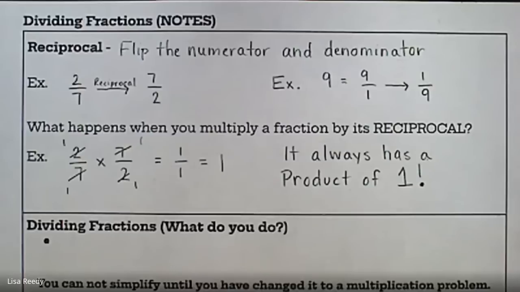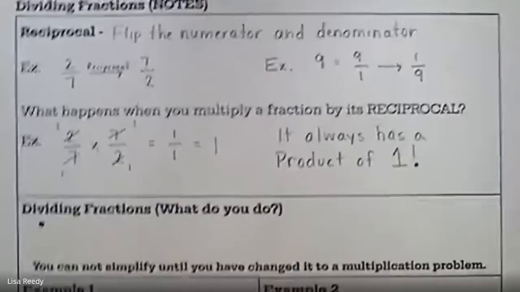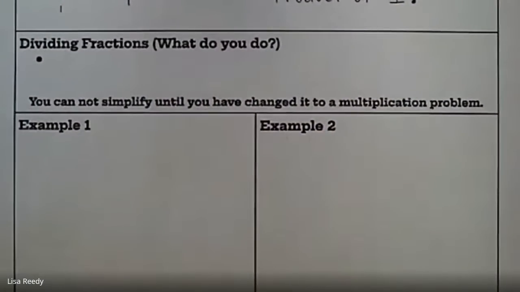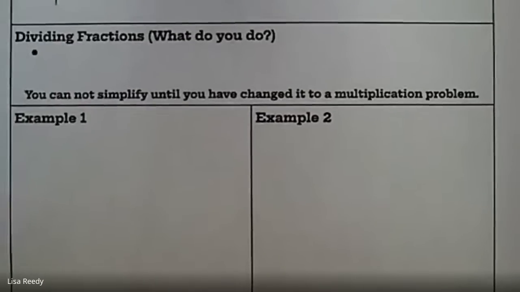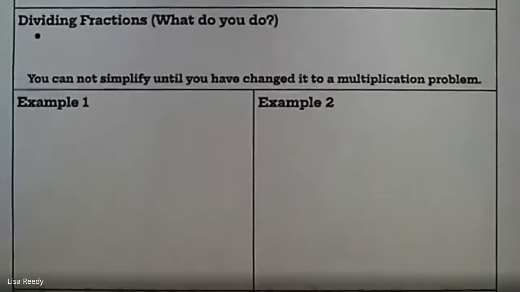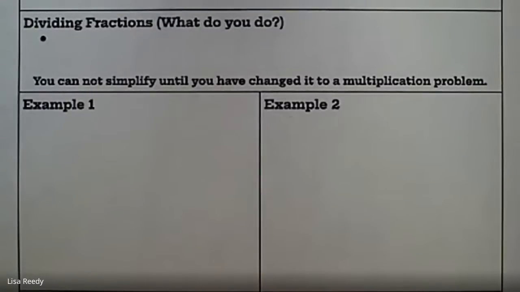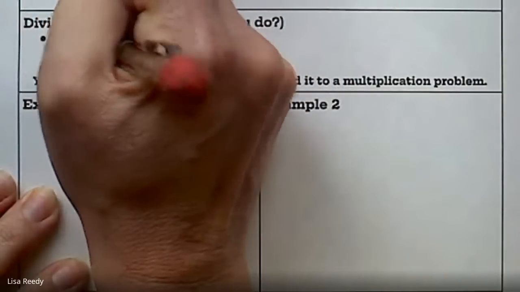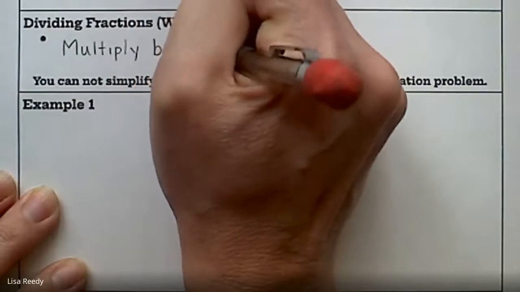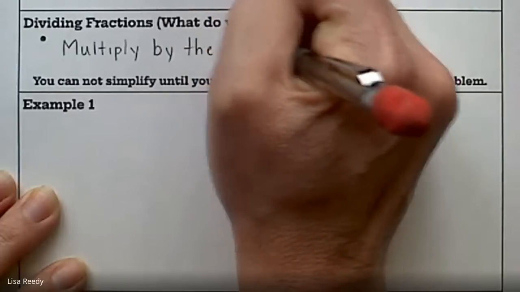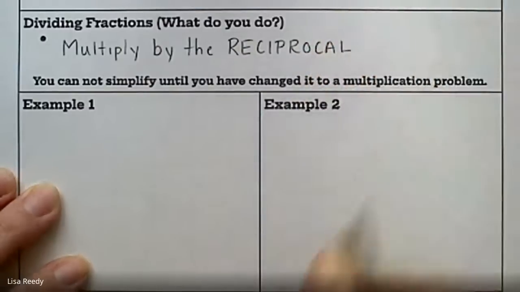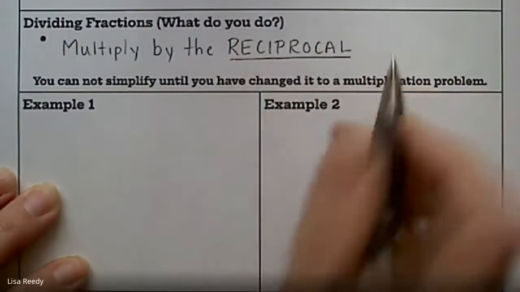So when you're dividing fractions, then what do we do? Like, why are we learning this word reciprocal? So let's think about it. You don't ever actually divide fractions. When you are working with division and fractions, you're going to change it to a multiplication problem every single time. So what are we going to do? We are going to multiply by the reciprocal. That is what you do to divide fractions. Multiply by the reciprocal.